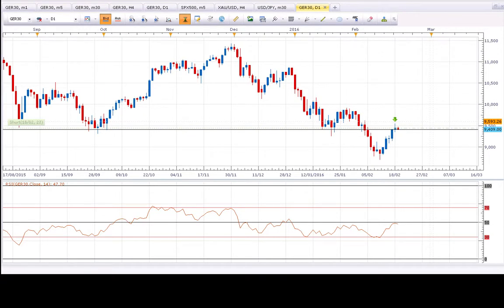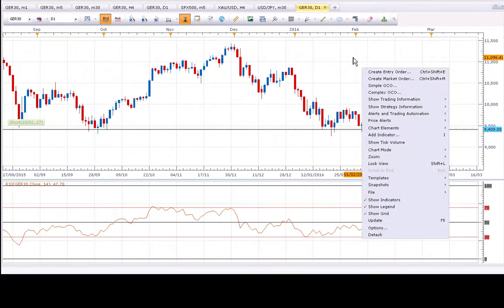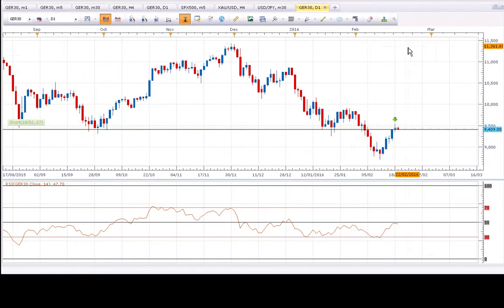Or are you ranging in a neutral market? And that's essential to understand which signals you want to take to trade the market with. Okay, I'll repeat that in a moment.